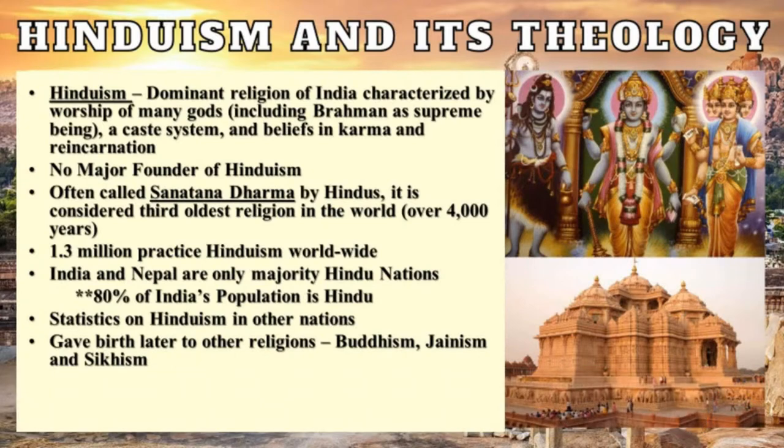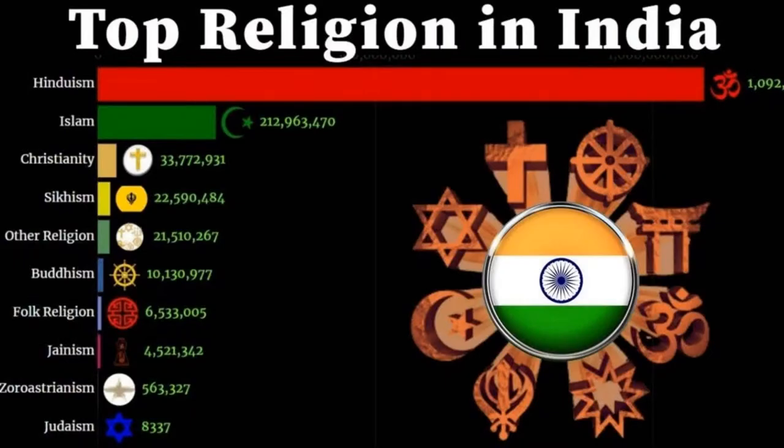It is the third largest religion in the world. I don't know if it's the third oldest, but it's one of the oldest, and it dates back, they think, over 4,000 years ago. Regarding the chief religions in India today, besides Hinduism, you can see Islam, which 212 million people practice, and then Christianity, which about 33 million people practice. So those are your top three religions practiced in India today.